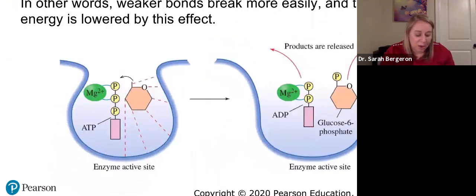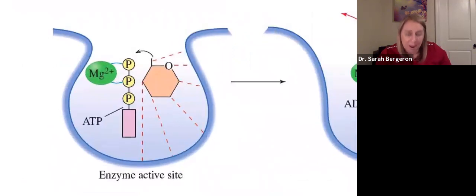So in this case, here's our enzyme active site, here's our glucose, and our glucose is interacting with, here's a side chain, here's a side chain. These are all side chains in the active site of the enzyme.